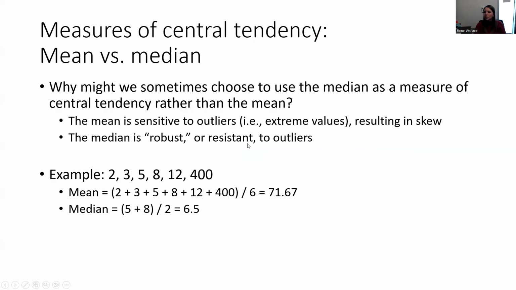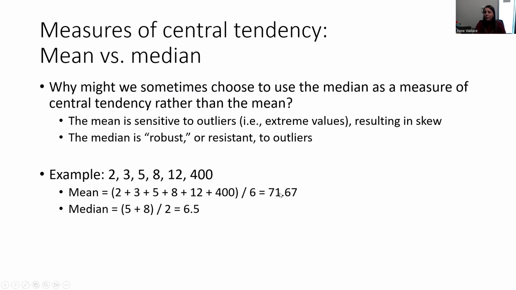So for example, we have 2, 3, 5, 8, 12, and 400. So our mean would be all of those numbers, right? Xi's added up and then divided by our n, 1, 2, 3, 4, 5, 6, so we have an n of 6, equals 71.67. The median is our two middle numbers, so 5 and 8 divided by 2, 6.5.